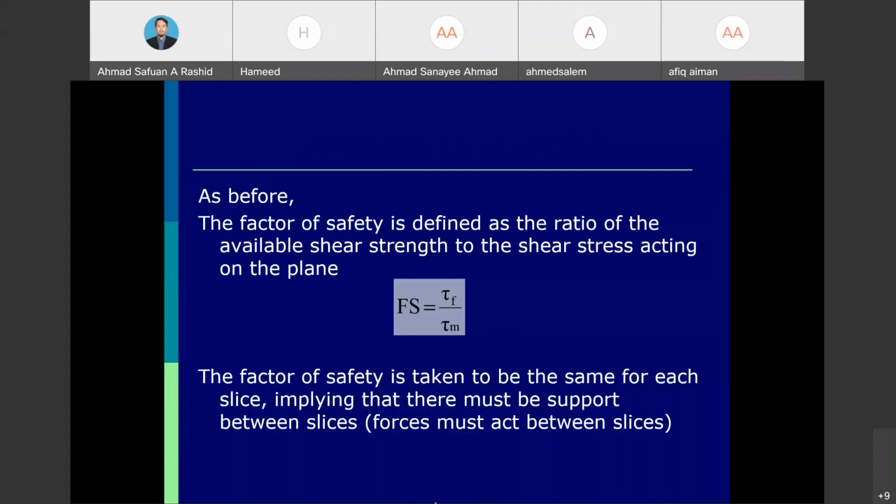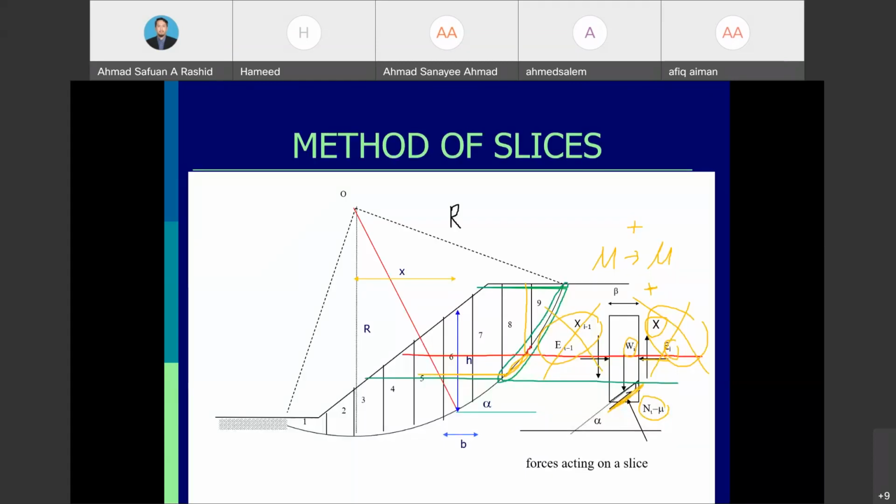As before, the factor of safety is defined as the ratio of the available shear strength to the shear stress acting on the plane. Okay. We have the tau F over tau M. The factor of safety is taken to be the same for each slice, implying that there must be support between slices. Force must act between slices. Okay, so that is how they identify the E and X.